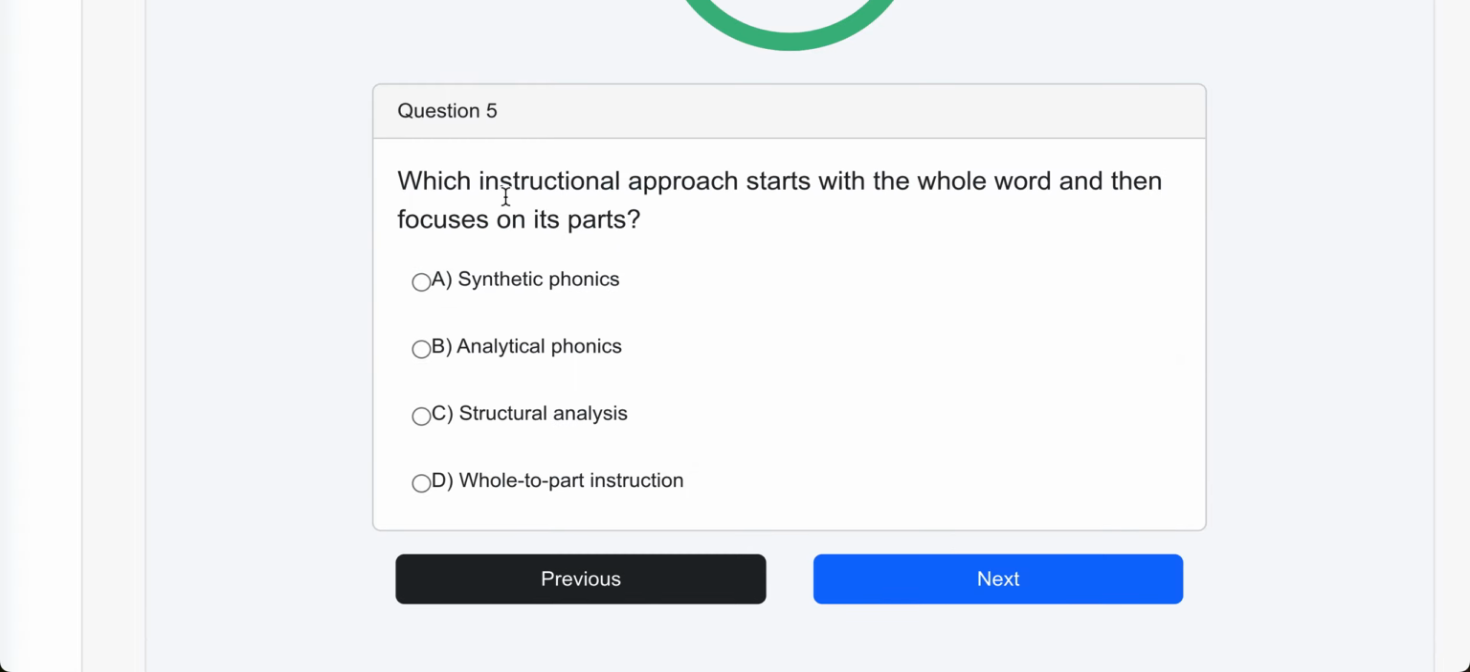Here we go. Question 5, which reads, which instructional approach starts with the whole word and then focuses on its parts? All right, so whole to part instruction begins with complete words and breaks them down to study their individual components, such as prefixes and suffixes. We're going to go ahead and select option D right there.